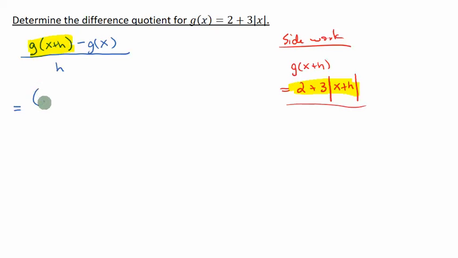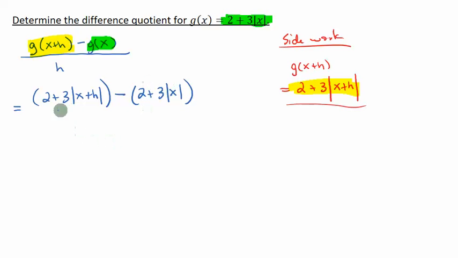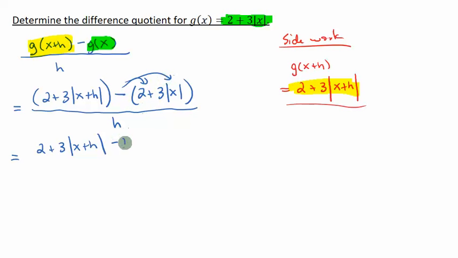So I write that whole thing, don't forget your parentheses, minus g of x. Well, g of x is what's given to us right here, 2 plus 3 times the absolute value of x, and I need to put that in parentheses as well, all divided by h. Now, I can drop my first set of parentheses, because there's that 1 in the front that we can't see. I distribute my negative, giving me minus 2 minus 3 times the absolute value of x. And now that my parentheses are all gone, I can combine like terms on top.